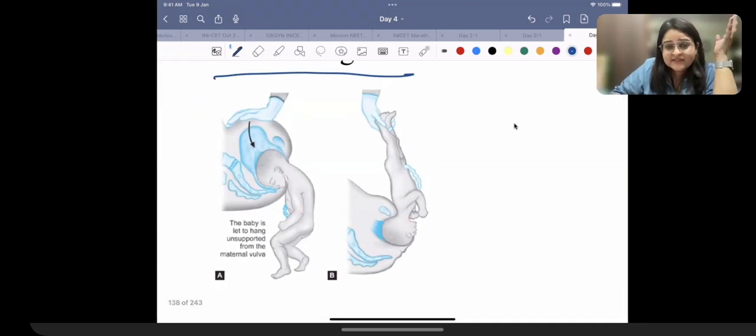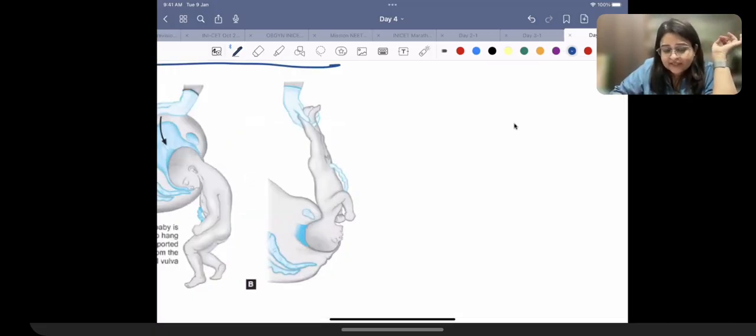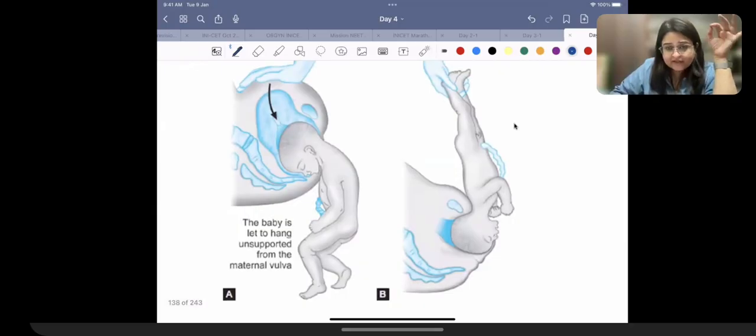This is the step you're most worried about. The head can get stuck. When the head gets stuck, Prashant, Pinard is included in breech delivery. It is just not a part of assisted breech delivery. Okay. So when the head gets stuck, very commonly this maneuver is done.